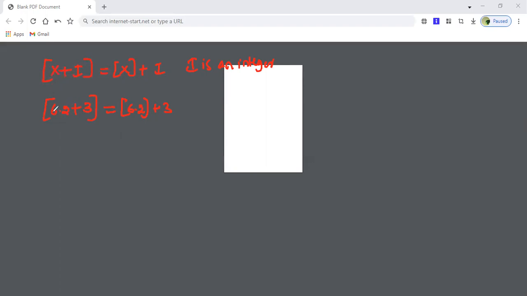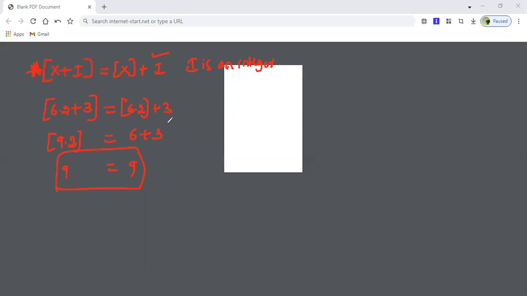Actually, what you will get here? 6.2 plus 3. If you just add it, it is the greatest integer of 9.2, and the greatest integer of 9.2 is what? It is 9. Here you can see the greatest integer of 6.2 is what? It is 6, plus 3, which is equal to 9. That means this is another important property of the greatest integer function. So clearly here I is an integer.